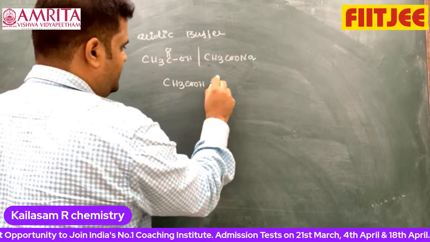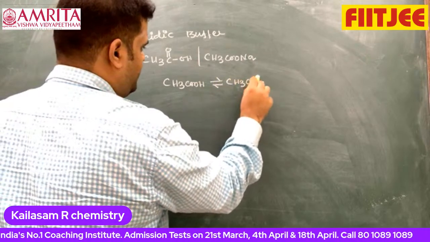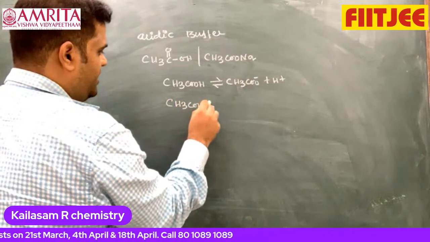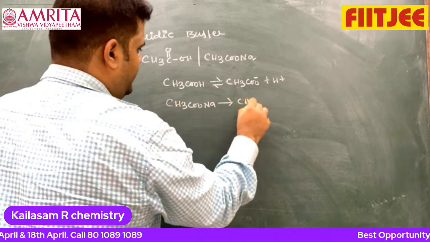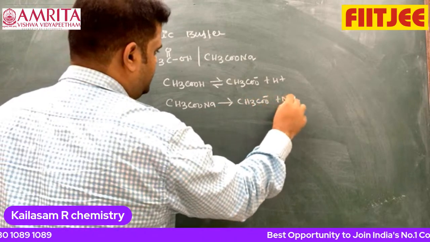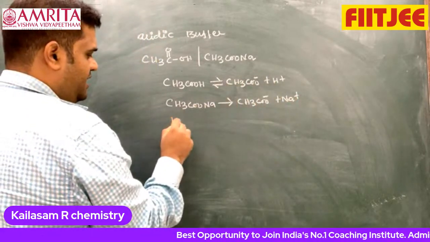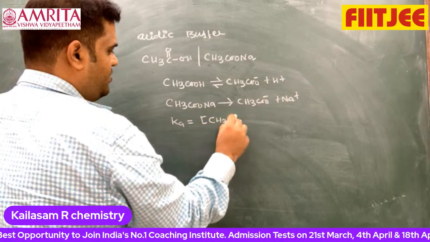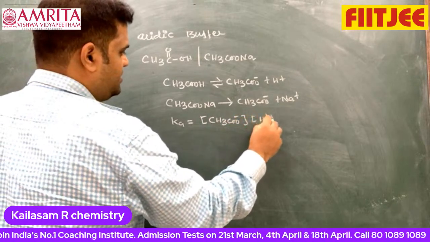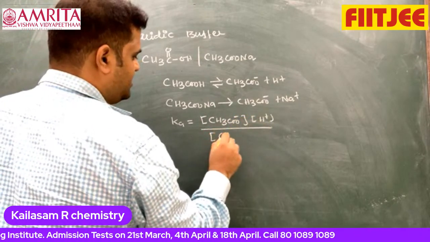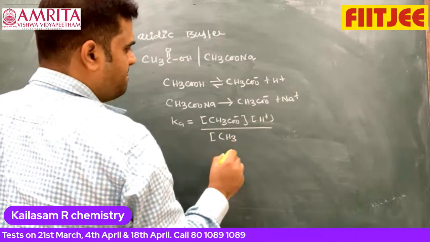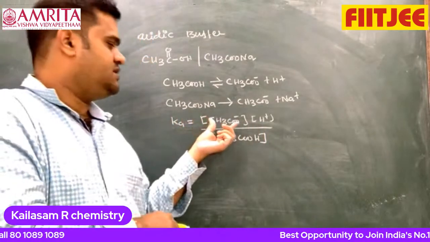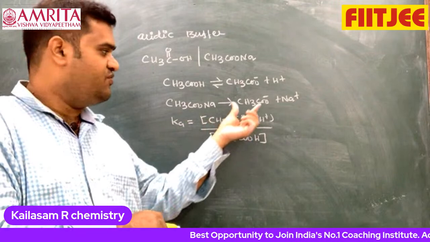Now if I write CH3COOH, I can write it as CH3COO minus plus H plus. Now I can write CH3COONa, it is a strong electrolyte: CH3COO minus plus Na plus. Now if I write Ka, I can write it as CH3COO minus and H plus divided by CH3COOH. Please understand, this CH3COO minus contribution is coming only from the salt.